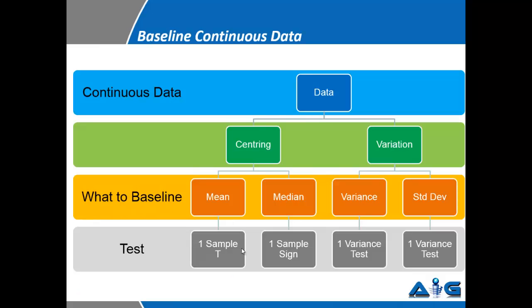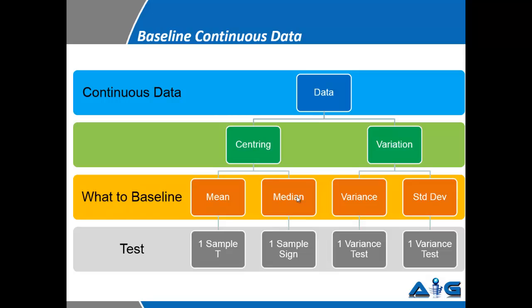If you were to set out to baseline continuous data, the first important question is, what basic virtue of the data would you want to baseline? Would you be looking at baselining your centering, or would you be looking at baselining your variation? If you were looking at baselining your centering, again, what measure of your central tendency, your mean or your median, would you want to baseline?